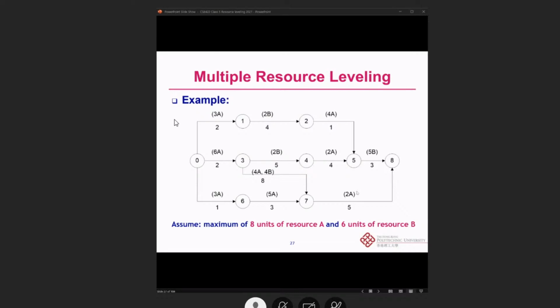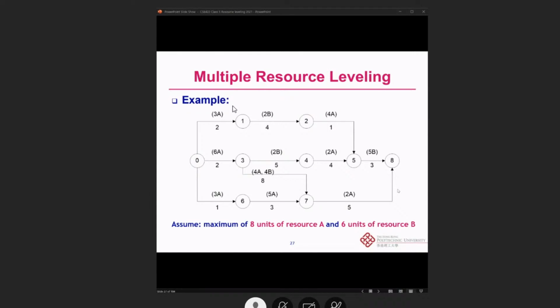All right. Now, you can look at this network, which is a bit more complicated compared with the previous example. This is the AOA, and we have several tasks. For example, from node 0 to node 1, it has a duration of 2 days, and it needs 3 units of resource A. And from node 1 to node 2, it needs 4 days and 2 units of resource B.